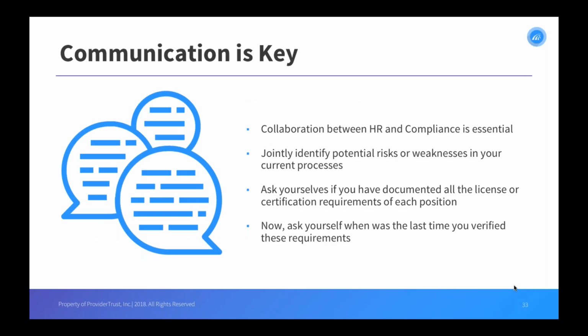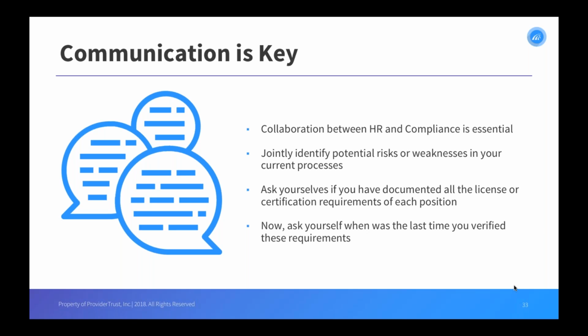Communication is key, right? There's no secret here. Collaboration between HR and compliance is essential. What we would recommend is to jointly identify potential risks or weaknesses in current processes as it relates to that baseline of people data and monitoring.